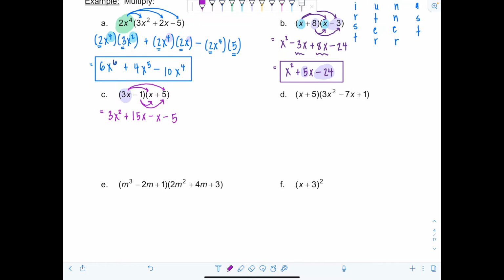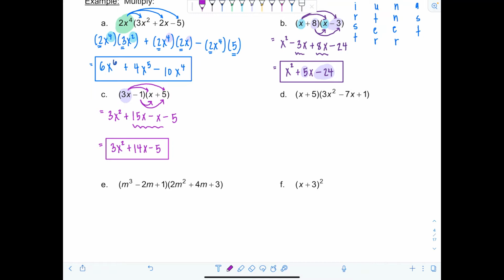Anything else you notice we can do? Yep, combine those like terms in the middle. So we've got 3x squared plus 14x minus 5. And that is it. Good. So hopefully you feel pretty comfortable with your foiling. Now let's look at another example.